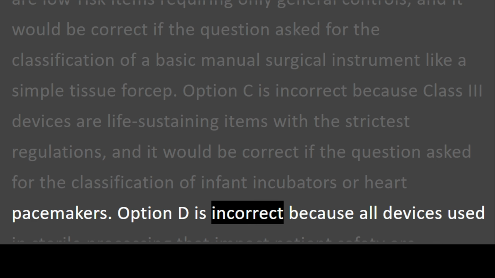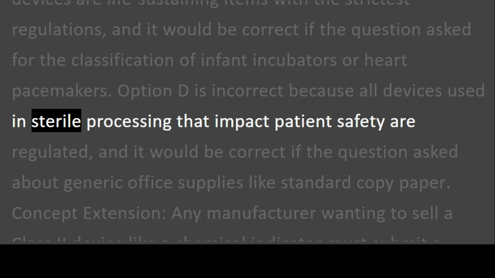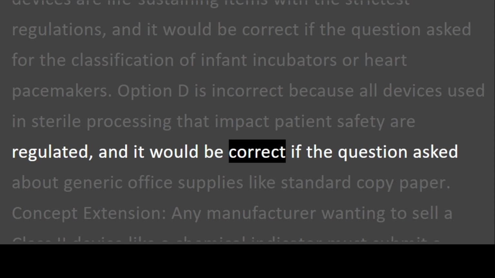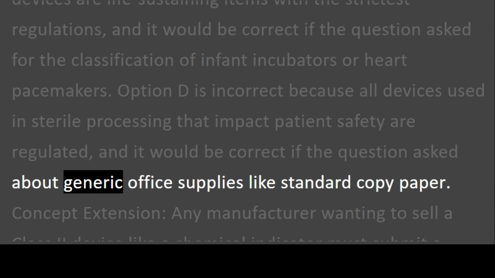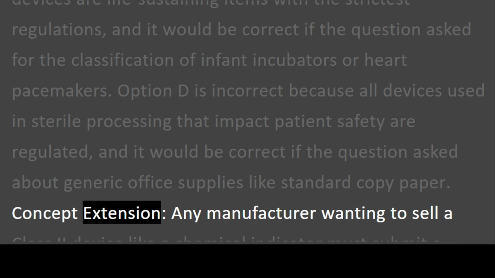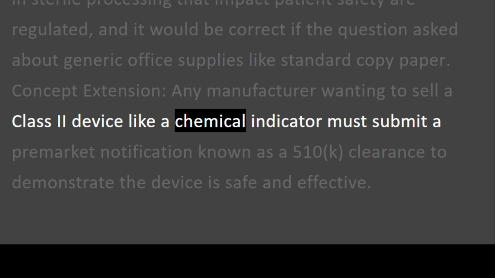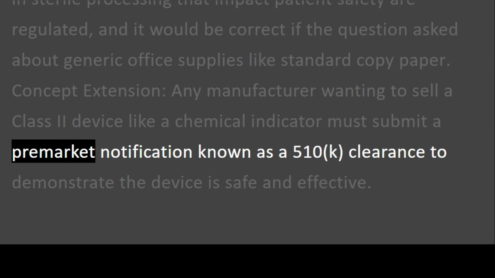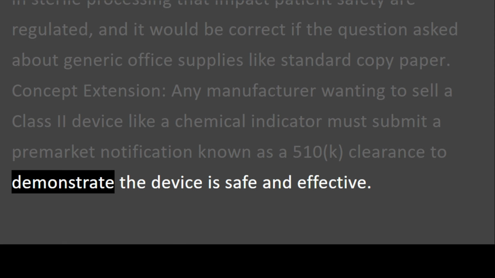Option D is incorrect because all devices used in sterile processing that impact patient safety are regulated, and it would be correct if the question asked about generic office supplies like standard copy paper. Concept extension. Any manufacturer wanting to sell a Class 2 device like a chemical indicator must submit a pre-market notification known as a 510(k) clearance to demonstrate the device is safe and effective.